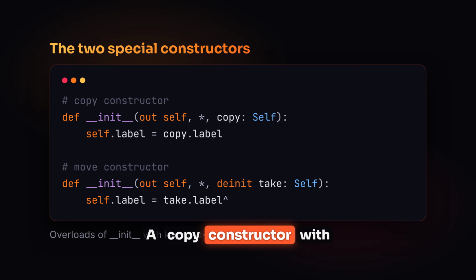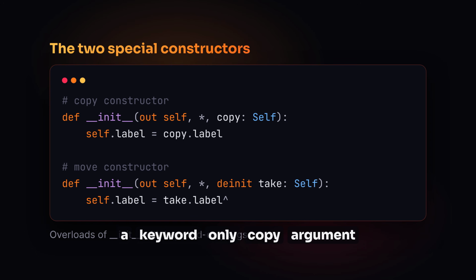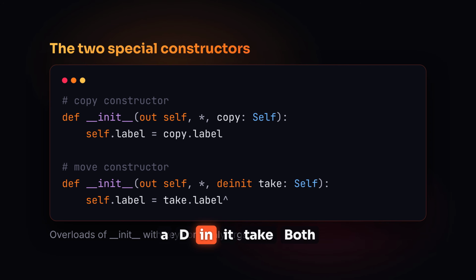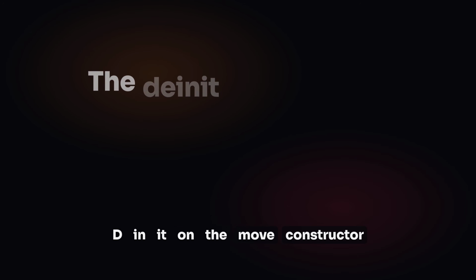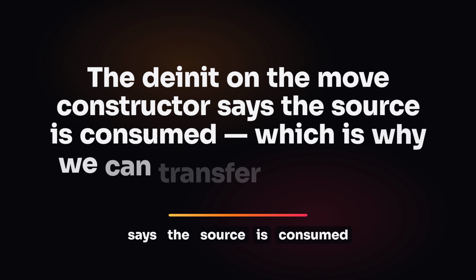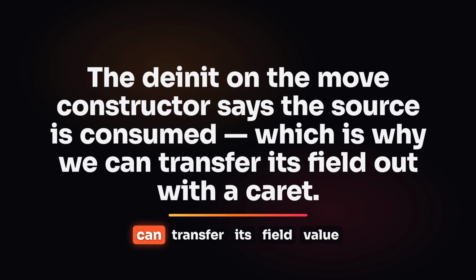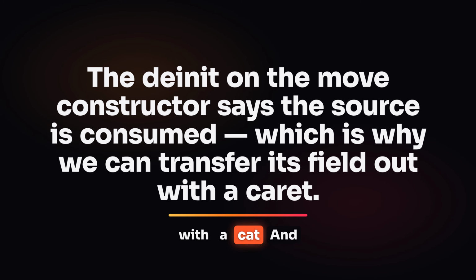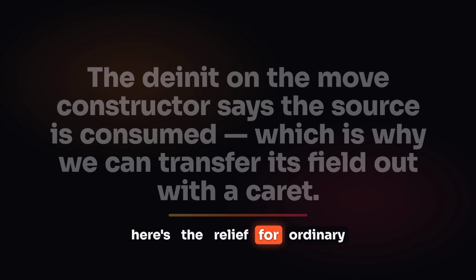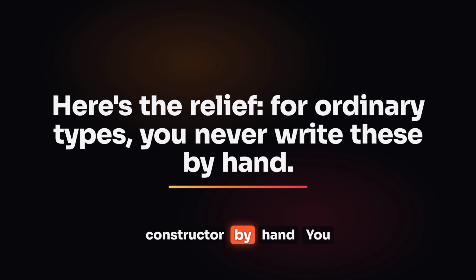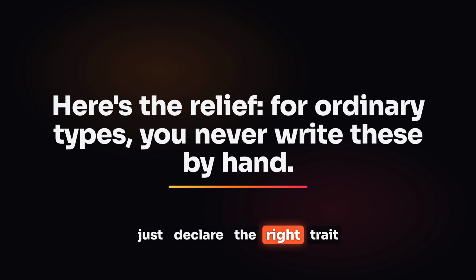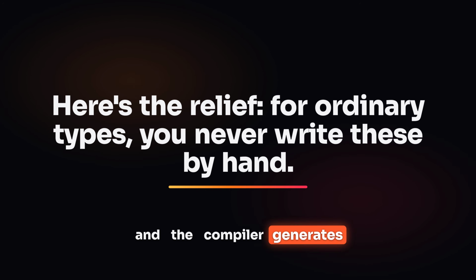A copy constructor with a keyword-only copy argument, and a move constructor with a deinit take. Both are just overloads of init. The deinit on the move constructor says the source is consumed, which is why we can transfer its field value with a caret. And here is the relief. For ordinary types, you never write these copy and move constructors by hand. You just declare the right trait and the compiler generates them for you.